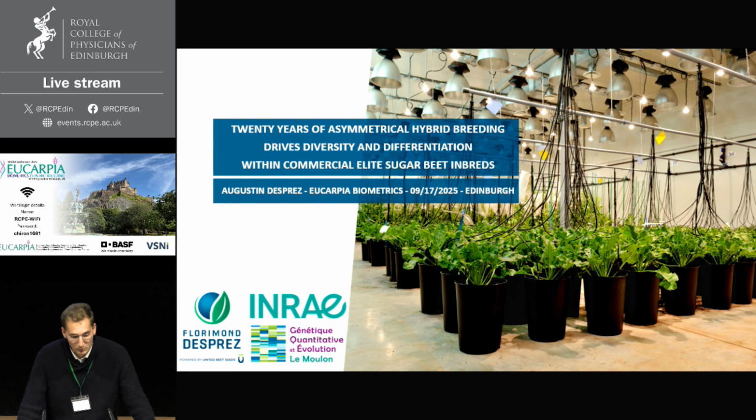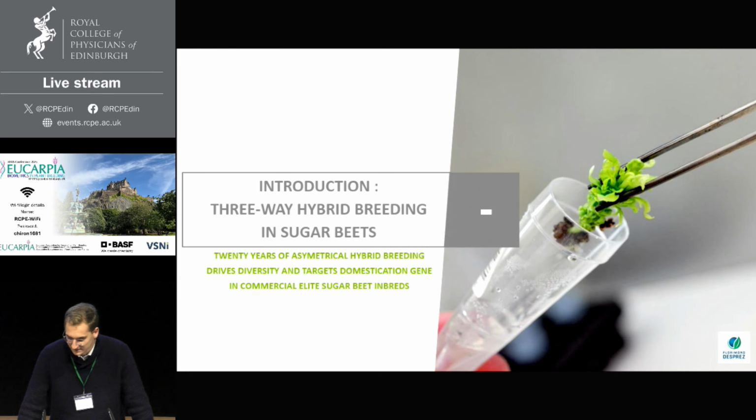So within one company's germplasm, because each company has its own germplasm in sugar beet, very different. And here we tried to identify selection sweeps specific to the differentiation between pools. So first, let's just quickly recap the sugar beet. I'm sure you are all very familiar with it.